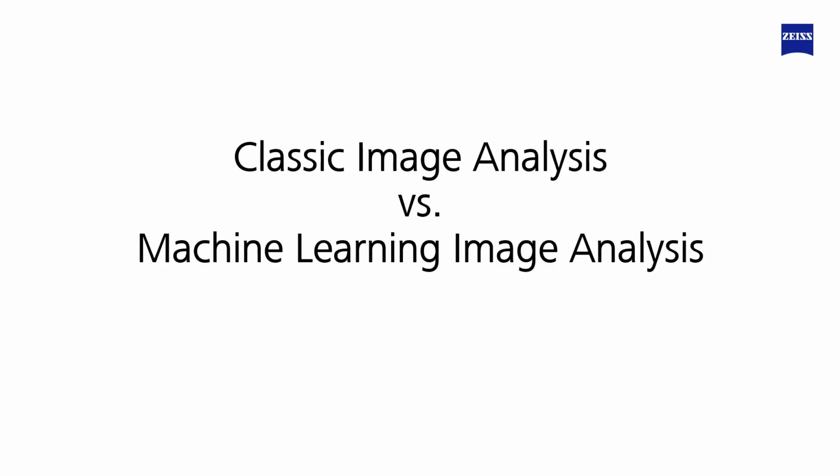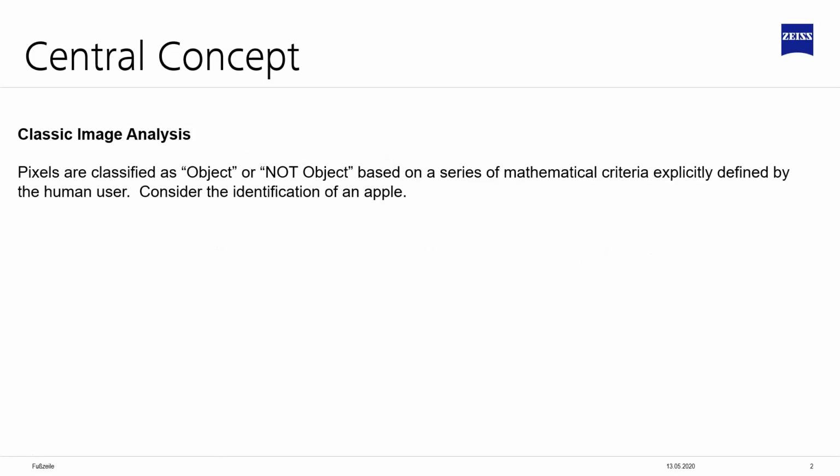To begin this discussion, let's start by defining the central concept of what is happening in machine learning. And to do that, let's first describe what we are accustomed to doing with classical image analysis. So in classic image analysis, the user provides software with a set of rules to apply to pixels in an image. These rules determine whether the pixel is part of an object and whether that object is valid. In our hypothetical situation here, we have an apple.